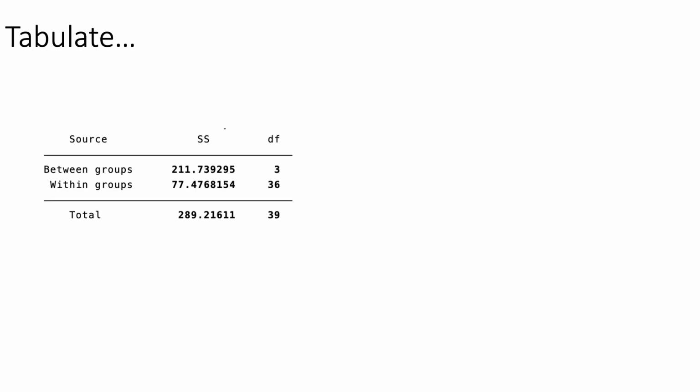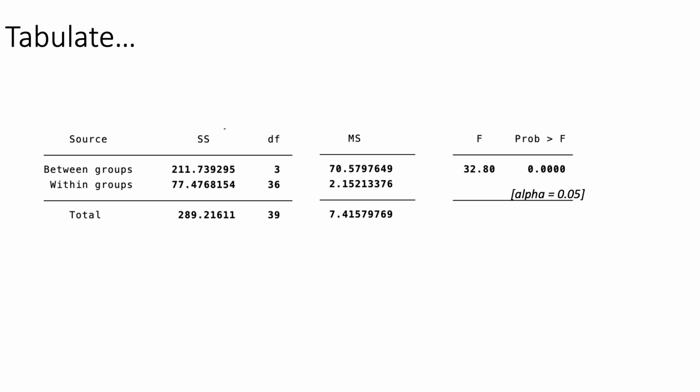So if we remember from 2 slides before, I had the between group sum of squares and the degrees of freedom. From the previous slide, I had within group sum of squares and their degrees of freedom. Then I calculate the totals. Then I calculate something called a mean square, which is nothing but the division of sum of squares by the degrees of freedom in each row. And finally, I calculate the F statistic and the corresponding p-value.